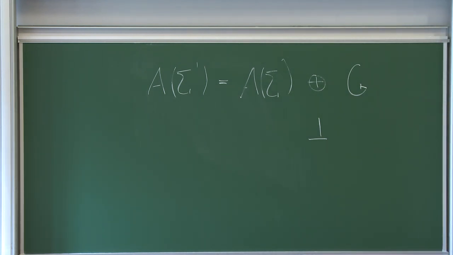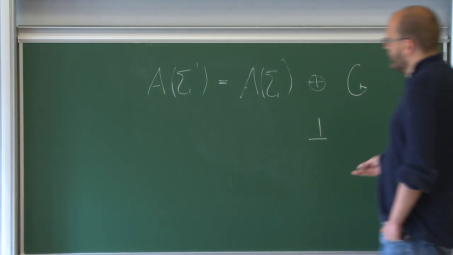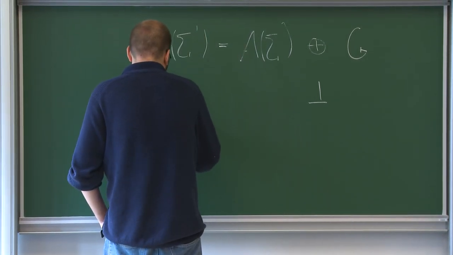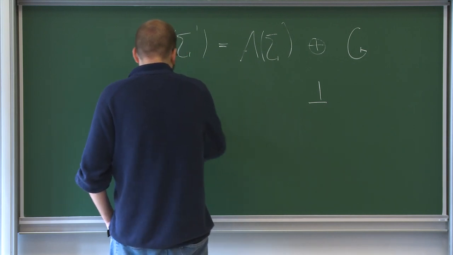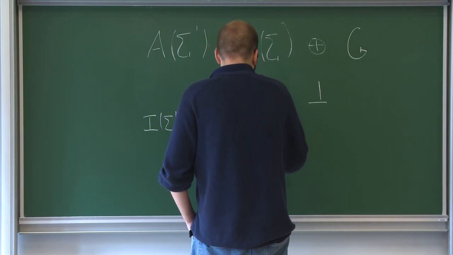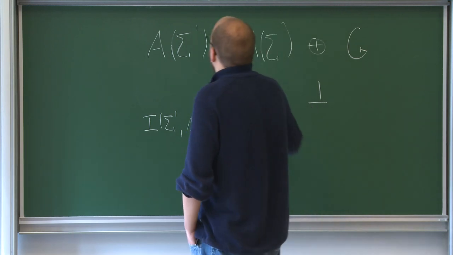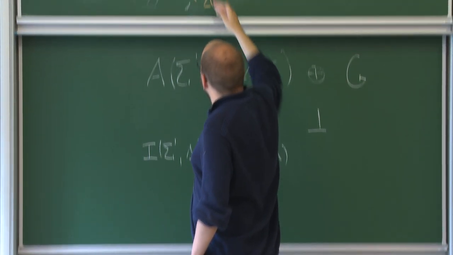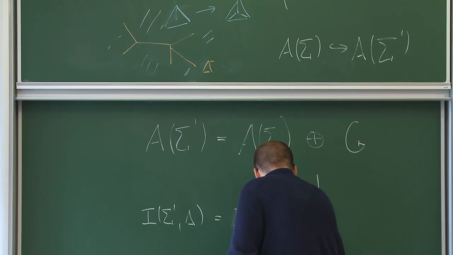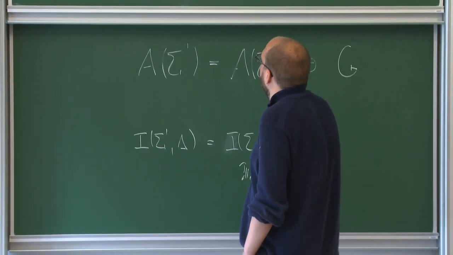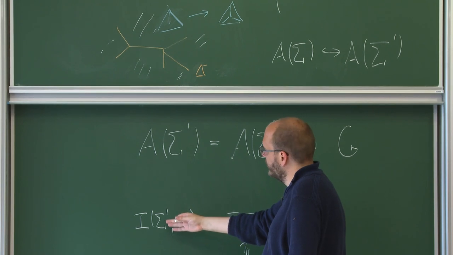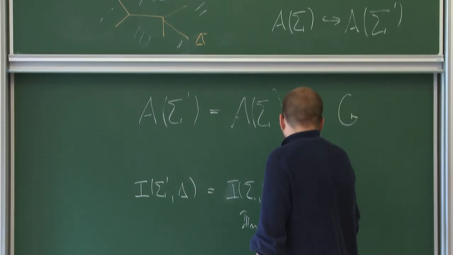All right. And now let's think about it. Let's look at I sigma delta and its subdivision, I sigma prime delta. I sigma delta really consists of all the monomials not in delta. These are all the monomials outside of delta. And this here are all the monomials in sigma prime outside of delta. So really, I have the same decomposition here.